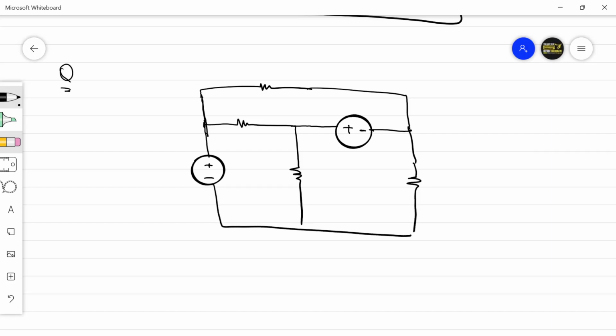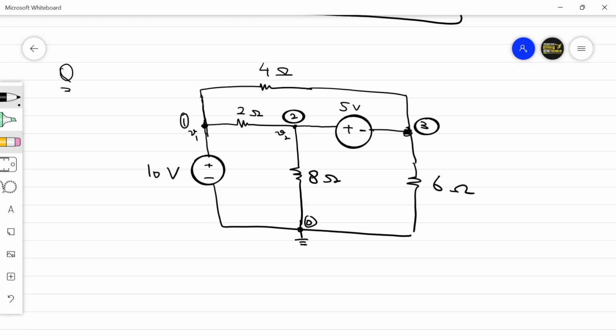So now you have two voltage sources here. One is 10 volts, another one is an 8 ohm resistance. You have an 8 ohm resistance here, a 6 ohm resistance here, a 2 ohm resistance here, and a 4 ohm resistance here. This voltage source is 5 volts. Let this be node 1, this be node 2, this is our node 3. And this is our reference node that we will denote by 0. So voltage at node 1 is V1, voltage at node 2 is V2, voltage at node 3 is V3, and voltage at this node is V0, which is equal to 0 volts.